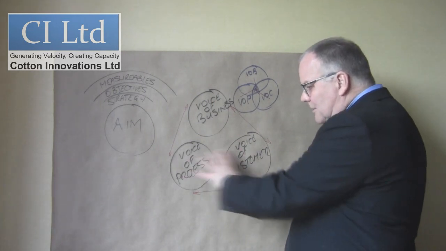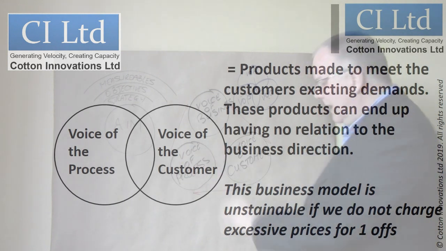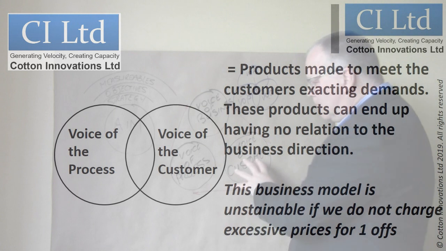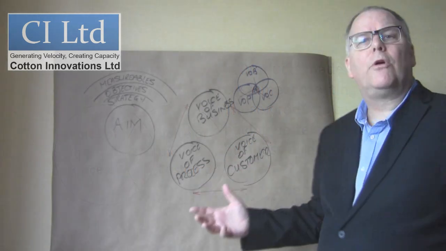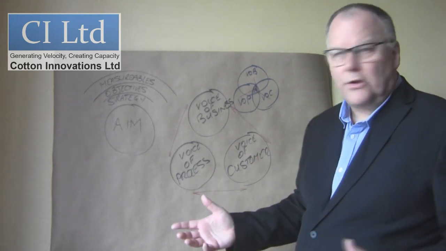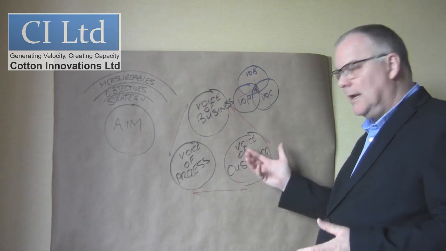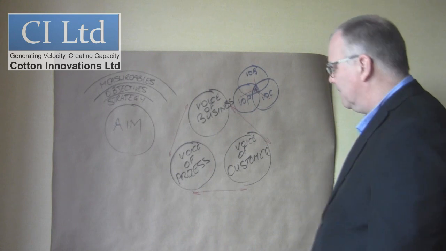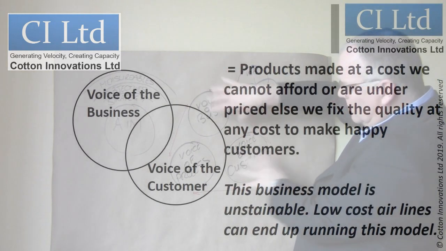If I align these 2 voices here, I've now got effective processes. And if I had a customer to sell it to, that would be great. But the problem is I'm not focused on the business model. So I'm selling product, and that product that I'm selling is sold under cost, or it's undervalued. And we don't make the money that we need to make because we're not focused on the profit and loss within our organization.